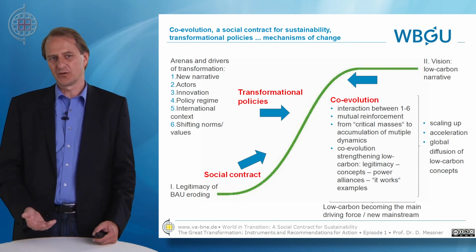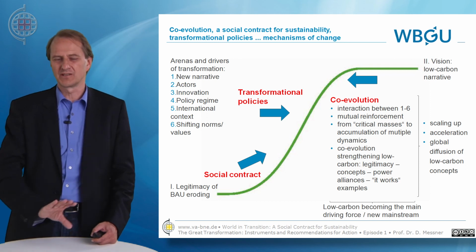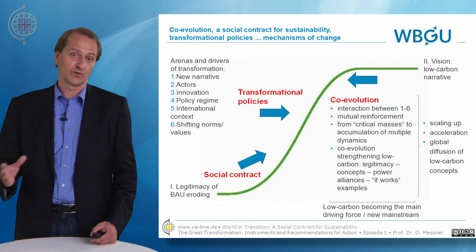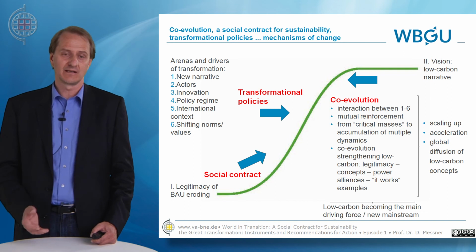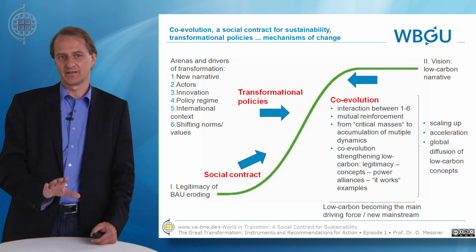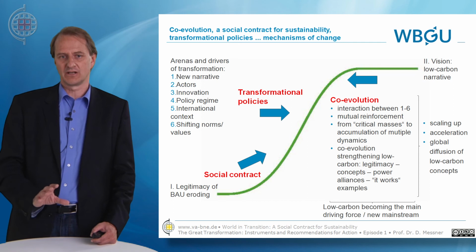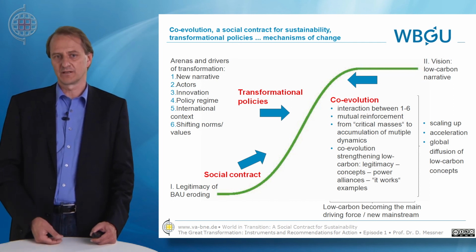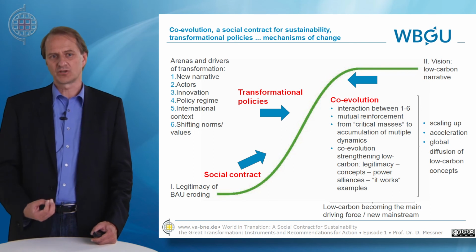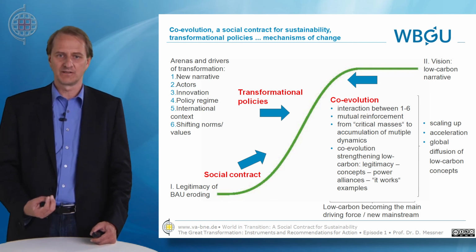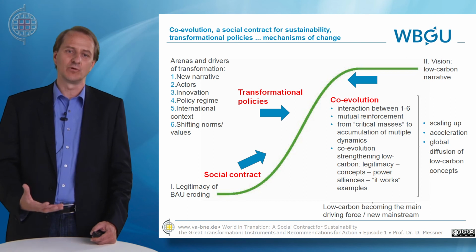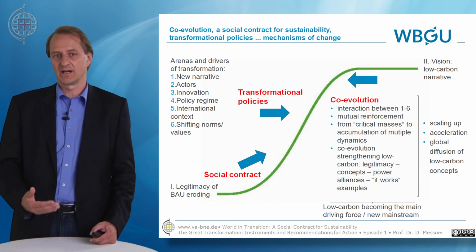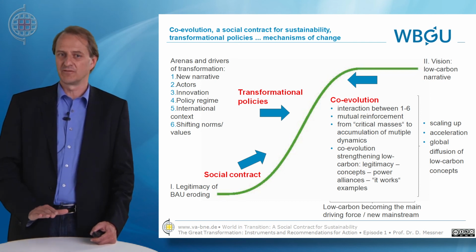And what we argued last time in the lecture about how transformation processes emerge and make progress is that the elements are already there in these 6 arenas of change, and the interaction between them is accelerating the process even more. And the question is how transformational policies can help to enable a context in which this kind of process can emerge even faster.